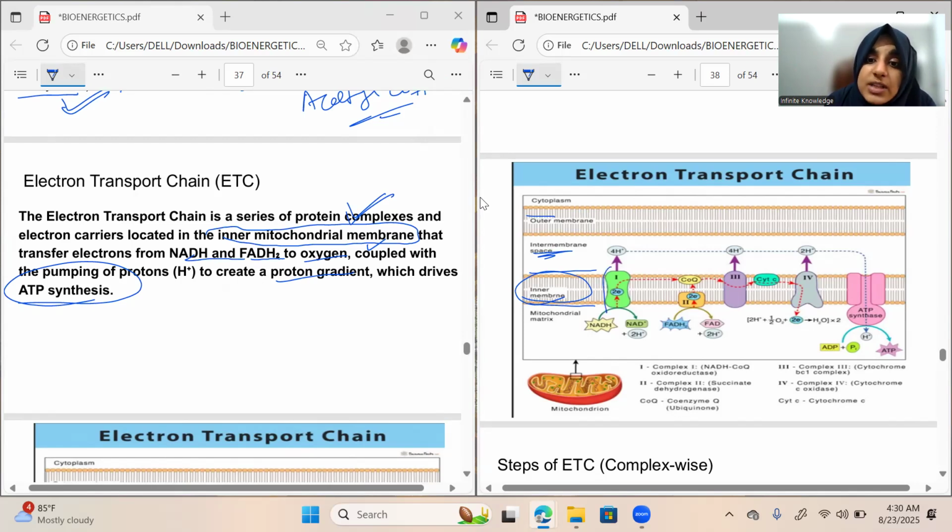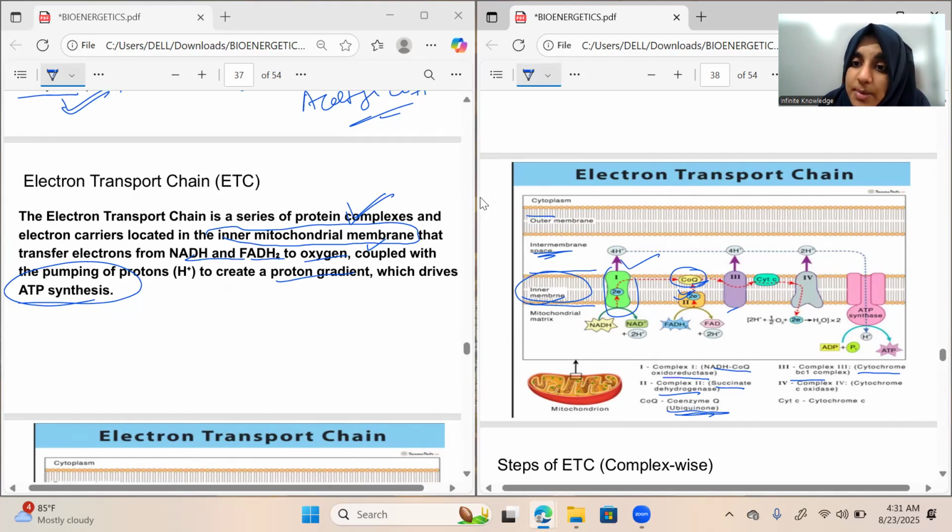Why? Because all of these complexes are located there. Complex 1 is NADH coenzyme Q oxidoreductase. Complex 2 is succinate dehydrogenase, which we studied earlier when succinate was being formed from succinyl CoA. This complex, succinate dehydrogenase, is directly used in the electron transport chain, and it contains coenzyme Q. Now complex number 3. This coenzyme Q is also known as ubiquinone. Please remember the name. Complex 3 is cytochrome bc1.